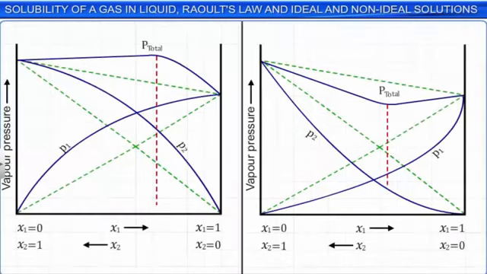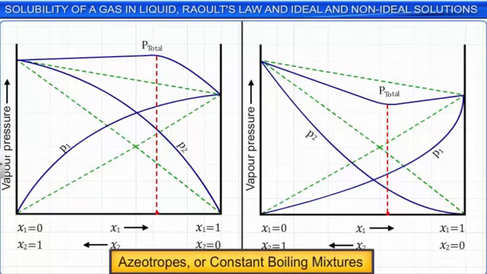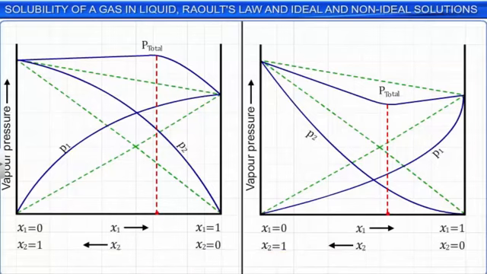A detailed look at the two graphs show that there are some large deviations from ideal behavior at specific compositions. These very large deviations from ideality form a special class of mixtures known as azeotropes or constant boiling mixtures. Azeotrope is thus defined as a special class of liquid mixtures that boil at a constant temperature and at a certain composition.